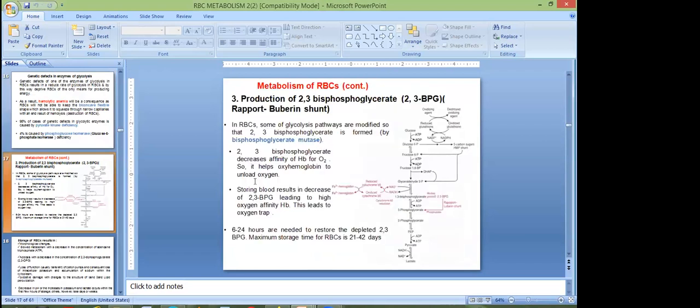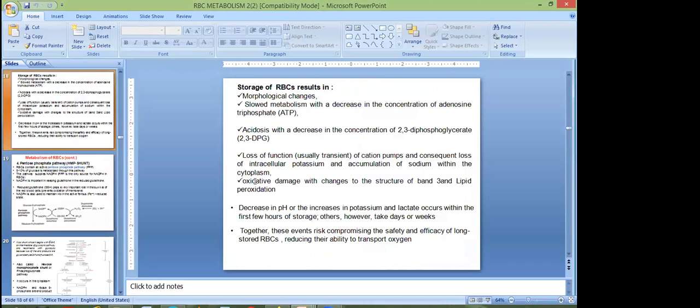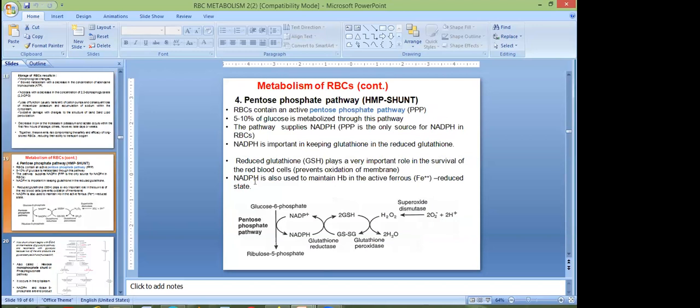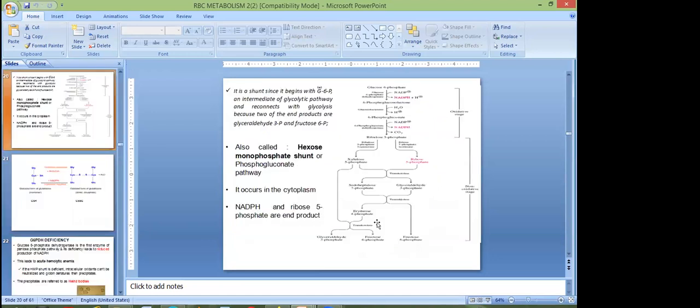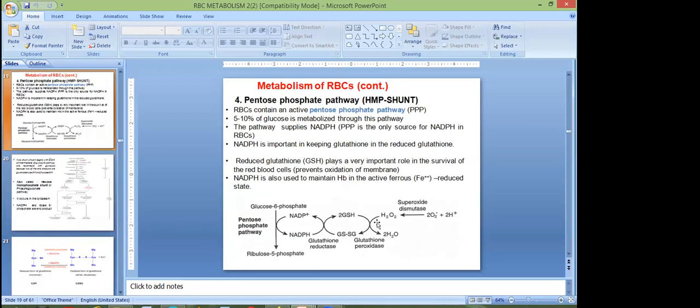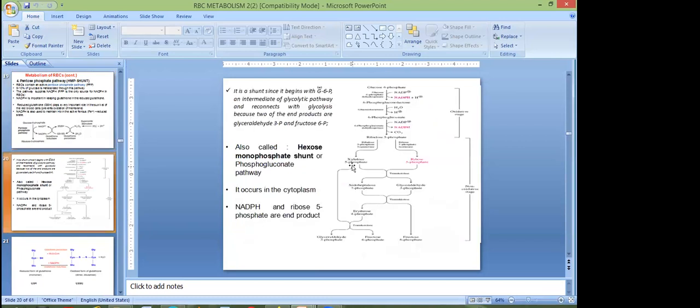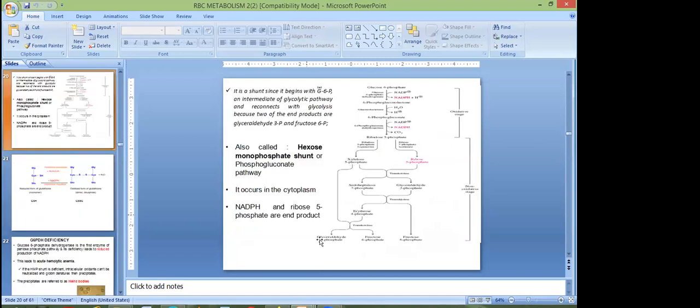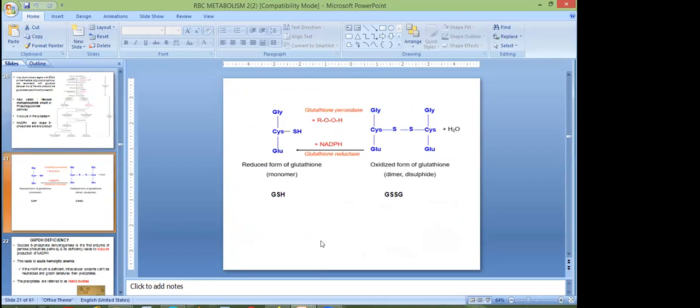Then, we already mentioned this 2,3 BPG, so we would go there again. Then the pentose phosphate pathway. We've talked about the NADPH reducing the oxidized glutathione to reduced glutathione, which ensures that the superoxides are not hurting us. So just like yesterday, ribose phosphates is the end product.